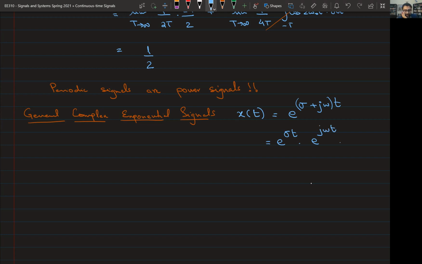So if I were to visualize this, what would this be? First off, is this a periodic signal? Is x of t periodic? Who has an answer to that?